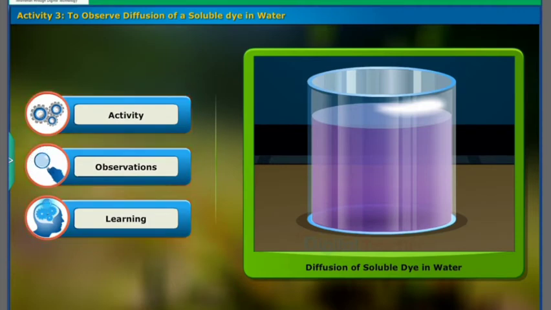Here, let us perform an activity to observe the diffusion of soluble dye in water by using potassium permanganate crystals. Click each tab to know more.